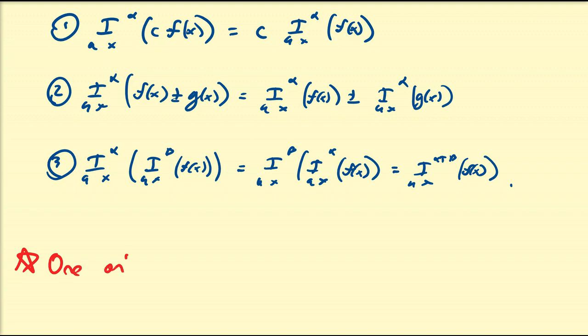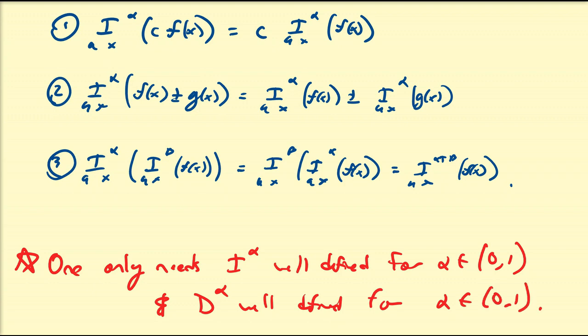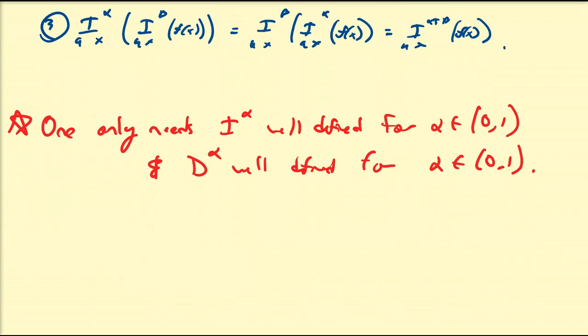So one only needs I^α well defined for α between 0 and 1, and D^α well defined for α between 0 and 1. To me, even though this is not really a theorem, more so a corollary, this is an extremely powerful and useful observation. So let me demonstrate what I mean here.